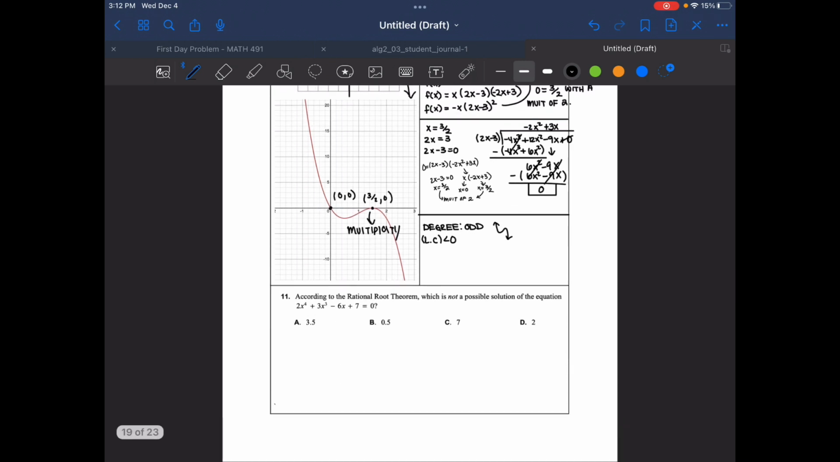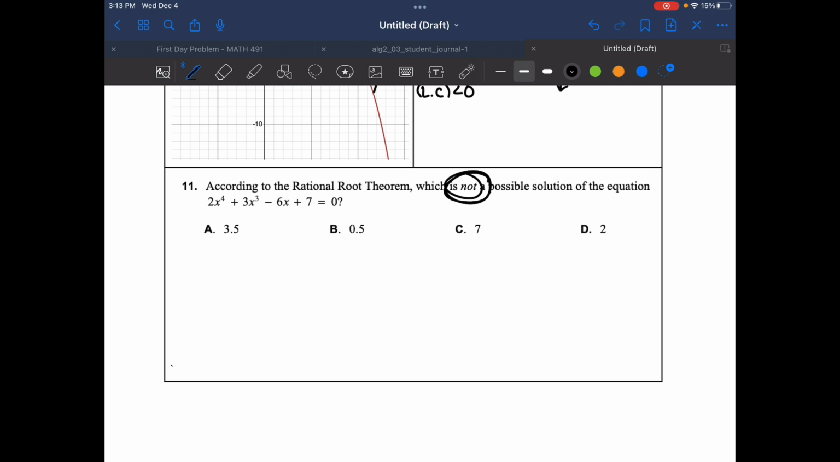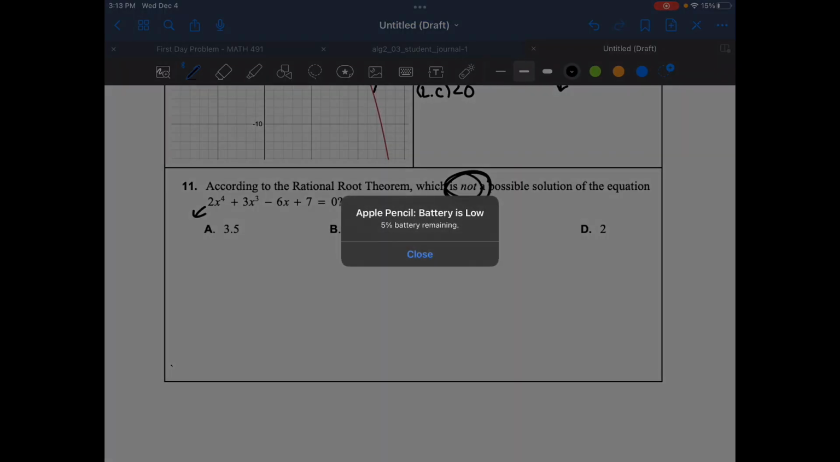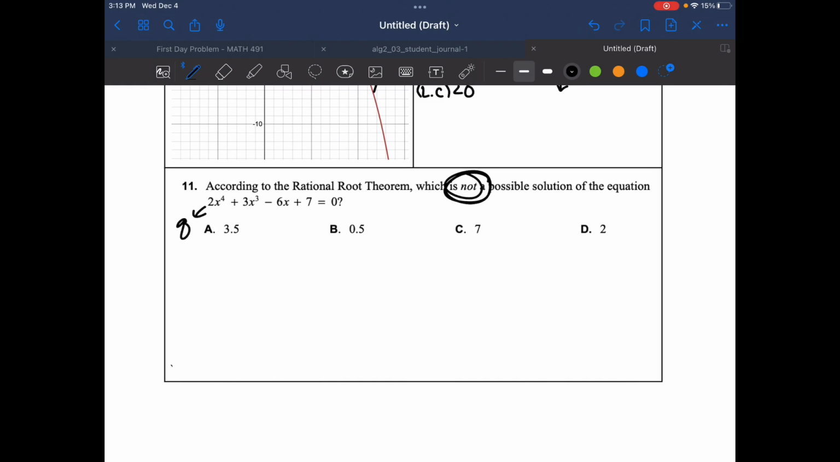Okay. All right, according to the rational root theorem, which is not a possible solution of the equation? Well, let's identify this is my Q. Oops, there's my pencil. Q, and there's my P. So we're going to have 7 over 2. And the factors of 7 are 1 and 7. And the factors of 2 are 1 and 2. Two very nice prime numbers. Okay, so that gives me the options of plus or minus 1, plus or minus 7.